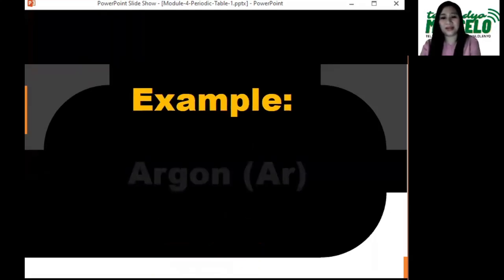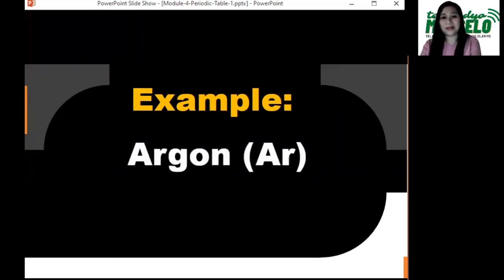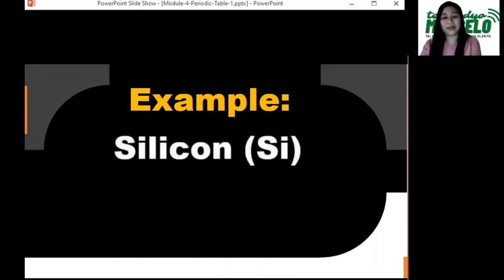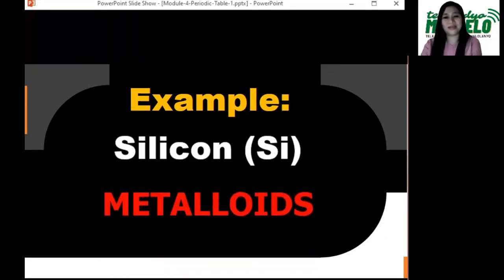How about argon? Is it metal, nonmetal, metalloid, or inert or noble gas? Type your answers on the comment box. Correct. It is an inert or noble gas. Next we have silicon. How is silicon classified? Type your answers on the comment box. Very good. Silicon is a metalloid.